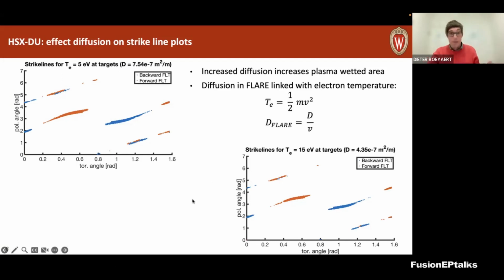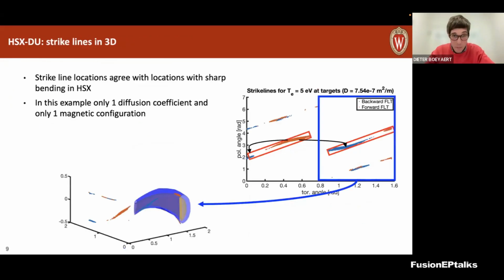So when we take this into account, we start now with looking in 3D, where we have these locations that you can see here on the plot at the bottom. Here you can see in yellow the last closed flux surface, and in blue our vessel wall. And then you can see the different strike lines, which are indeed at the locations where you have the strongest bending. As I explained before, that's what we expect for a non-resonant divertor, and you can see that here too.